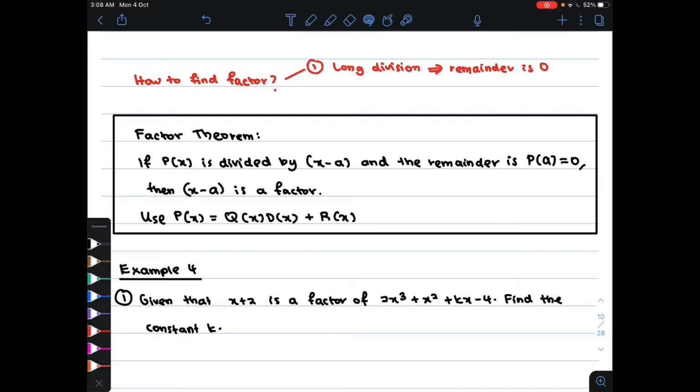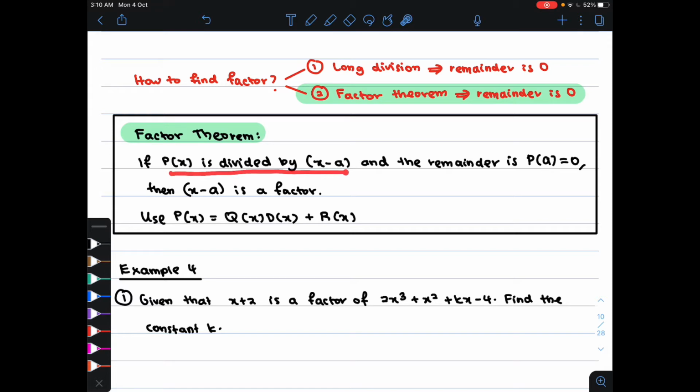The first method is by using long division, and you can see that the remainder is 0. So the moment you can see that the remainder is 0, this means that your divisor is a factor. The second method is the factor theorem. So if you get the remainder is 0, this means that your divisor just now is a factor. So let's look more into factor theorem.